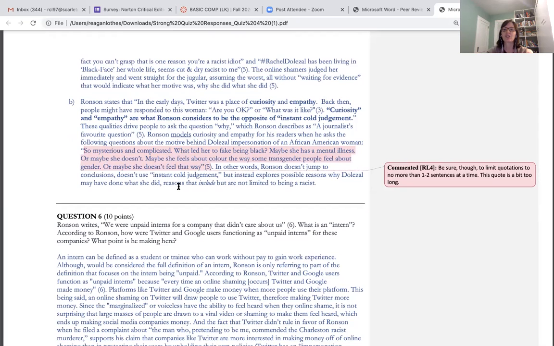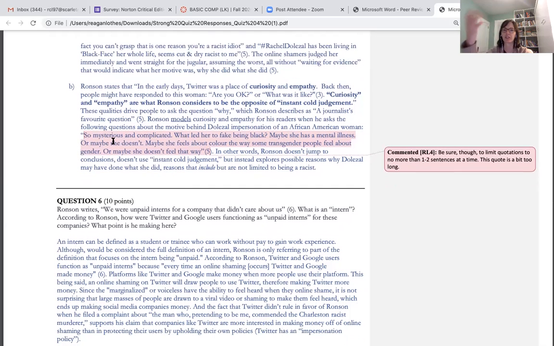So these key terms, curiosity and empathy, again, very important key terms, Ronson sets them up to be the opposite of instant cold judgment. These qualities of curiosity and empathy drive people to ask the question, why? And so certainly you got a good deal of credit if you didn't bring in curiosity and empathy, but you did bring in this question, why, which is closely related to curiosity and empathy. So these qualities drive people to ask the question, why, which Ronson describes as a journalist's favorite question.